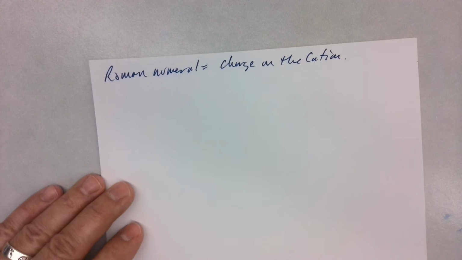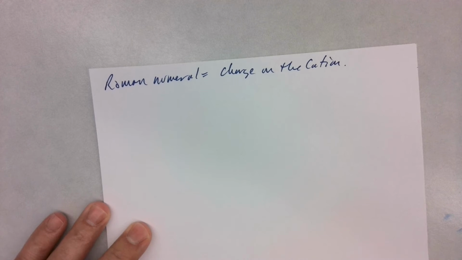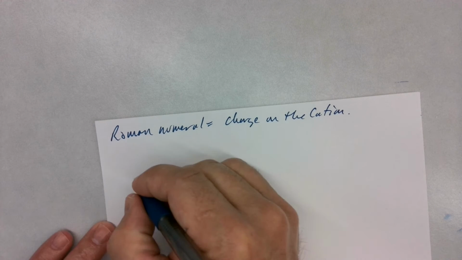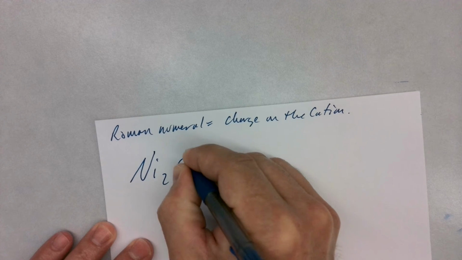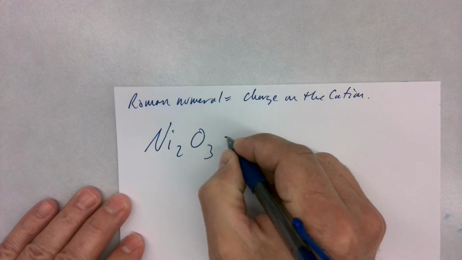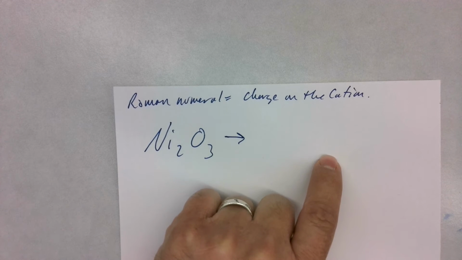Okay? So let's say I gave you Ni2O3. Okay? Now, let's say I wanted to come up with a name for this. This is its formula, and I want its name.